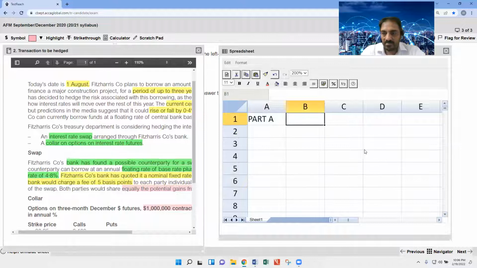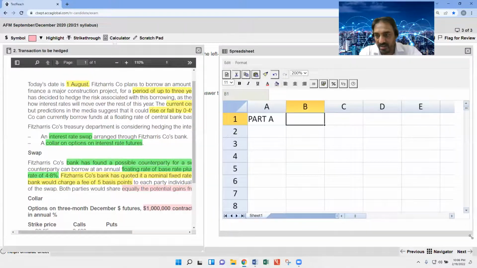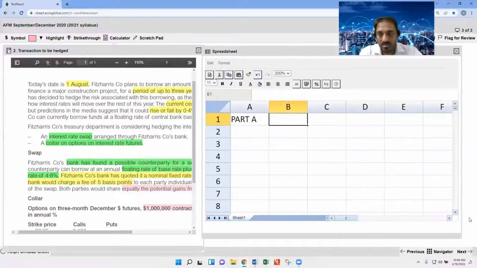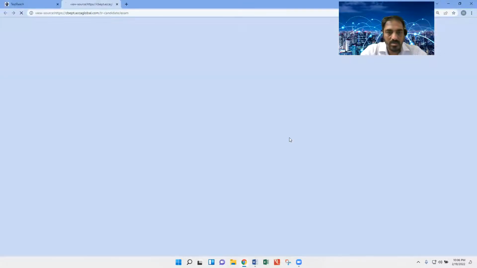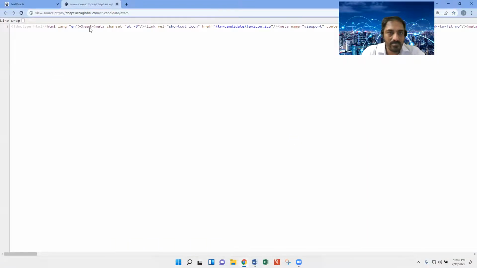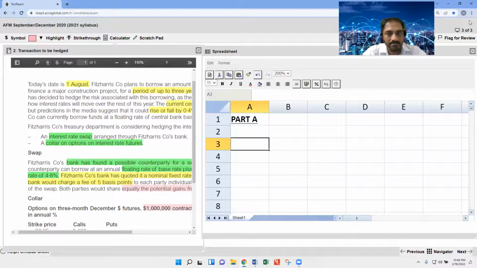Okay, come on. Part A. What to do with respect to this part A? Start. That is about analysis. Hedging strategy.